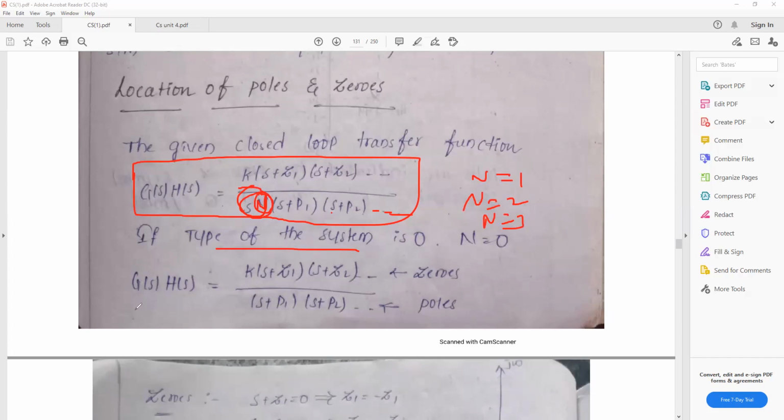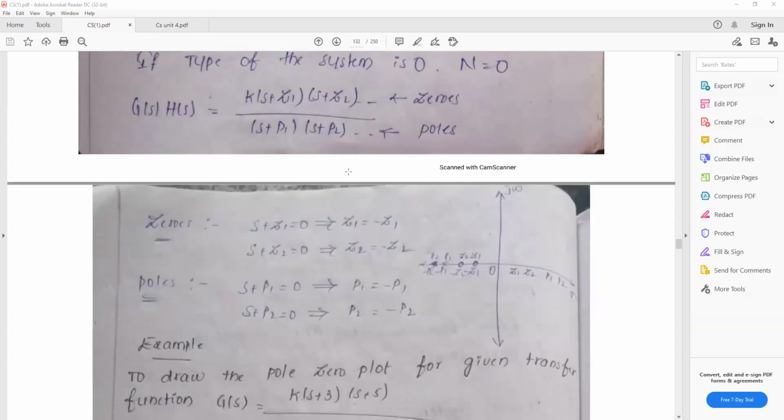So G(s)H(s) is K(s+z1)(s+z2)(s+z3) and so on. In the numerator, roots are called zeros. In the denominator, (s+p1)(s+p2)(s+p3) and so on, denominator roots are called poles. Okay, so this is the location of the poles and zeros.